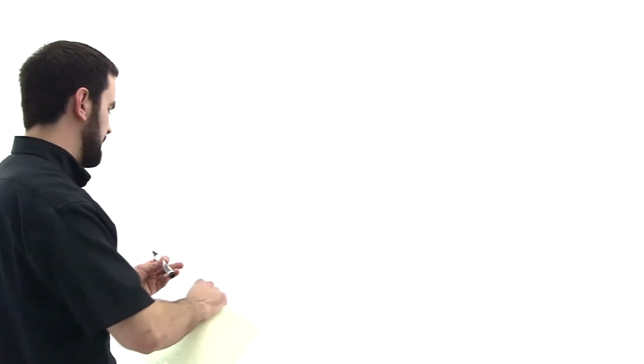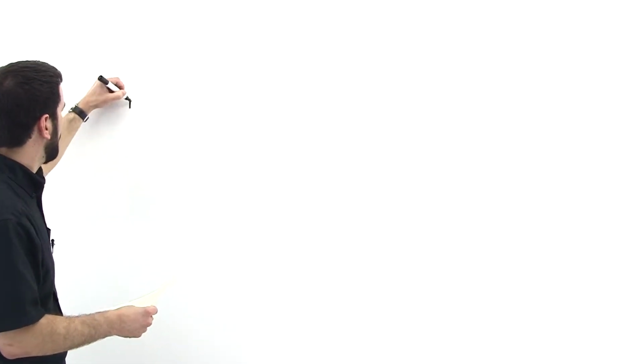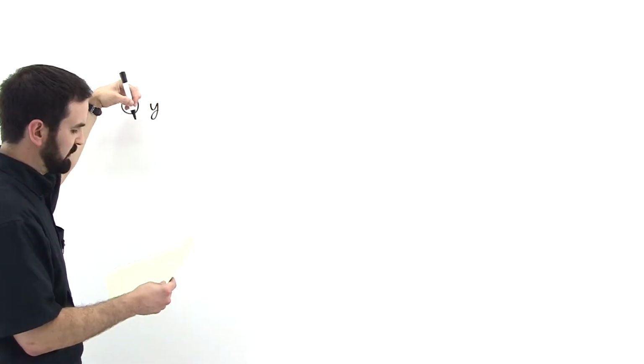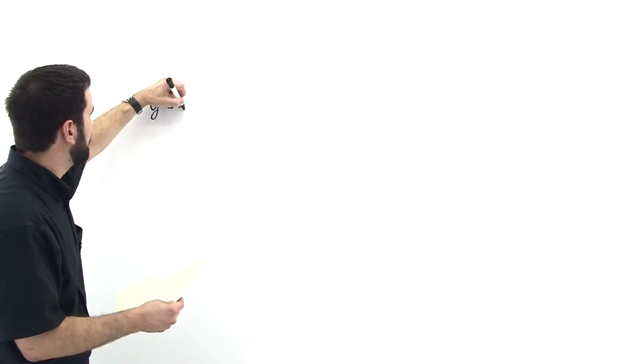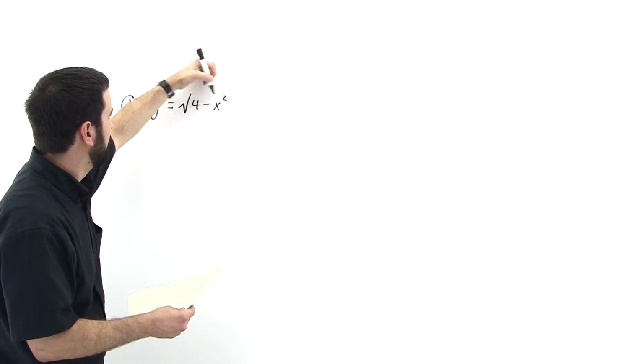Consider the zeros of the following functions. So let's first take a look at y. Number 1, let's take a look at y is equal to the square root of 4 minus x squared, right?